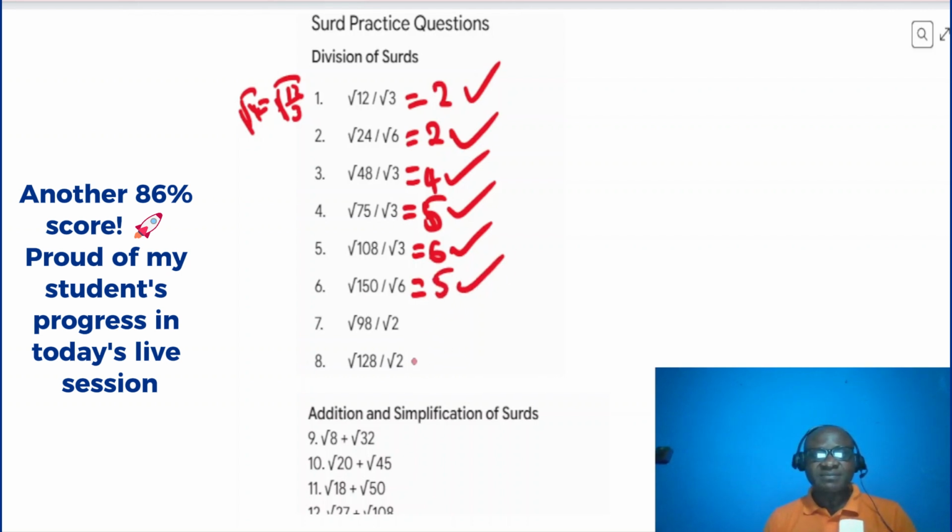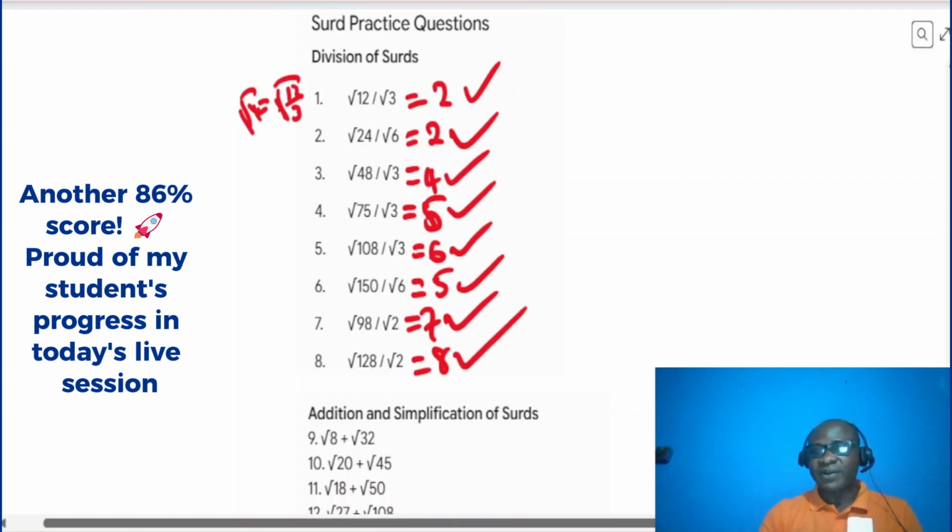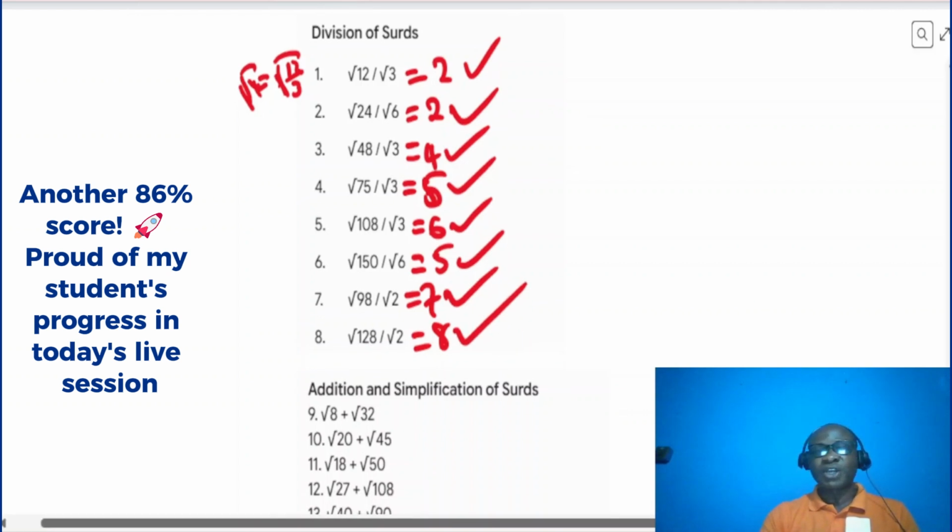Number 7. 7. Let's see. If we divide 98 by 2, we get 49. Square root of 49 is 7. Correct. Number 8. 8. Divide 128 by 2. That is 64. Yeah, correct. Square root of 64 is 8. All right, that is for division of surds.